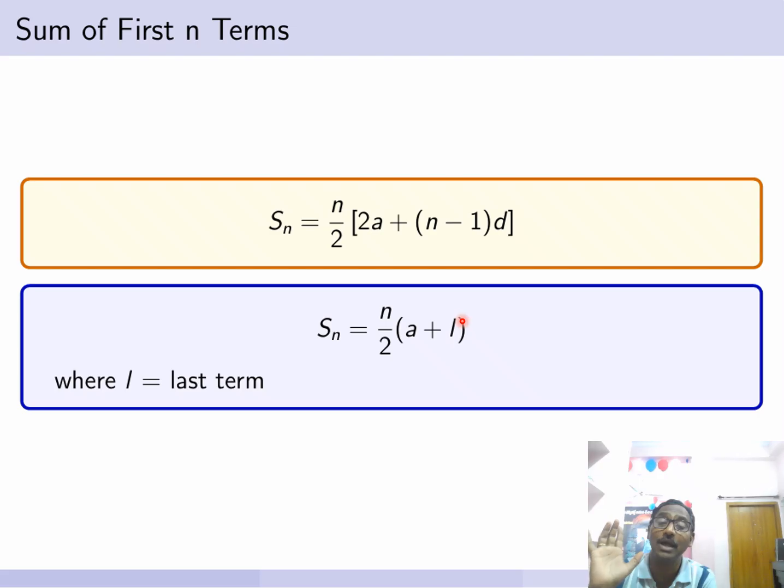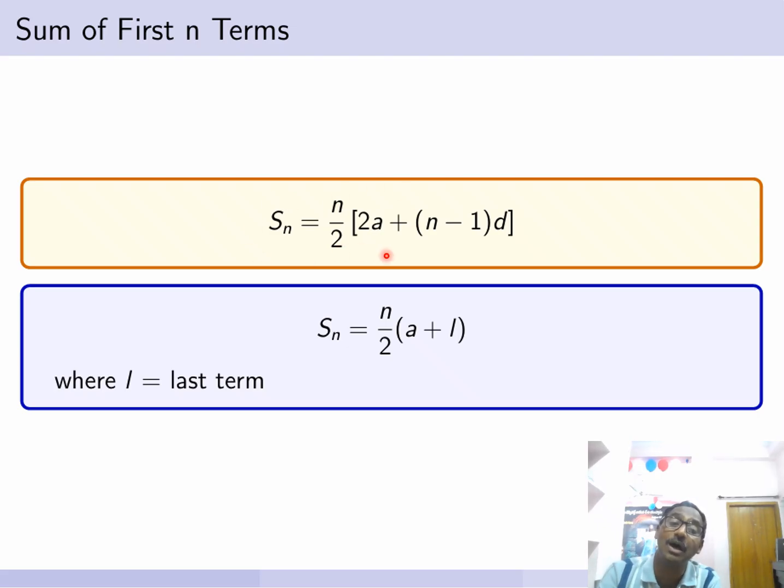Then what is the formula? n by 2 times a plus l. Here what is nth term? nth term is l. l is nth term. So that's why we are taking Sn equal to n by 2 times a plus l. So Sn refers to sum of first n terms. What is Sn? Sum of first n terms. So these two are formulae to find sum of first n terms.